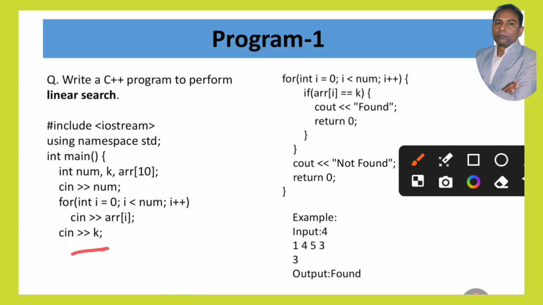So we will apply a for loop, that is, we will start the searching from the 0th index element, and we will go up to one element less than the number n entered by the user. Since the array starts from 0 indexing, we will search up to n minus 1. We will use an if statement: if the array element at index i is equal to k, then we will display found. Otherwise, if it is not found, then we will display not found. So like this we can write the linear search program in C++.